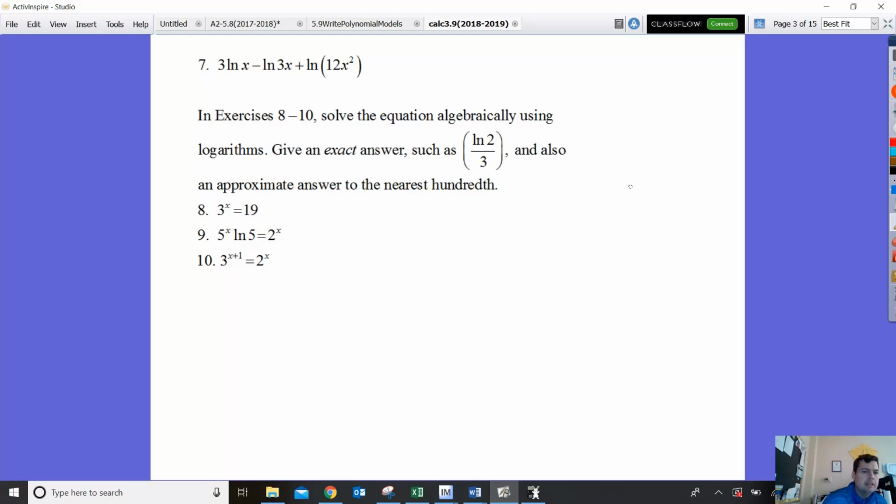Skip 7. Let's do one of these where we actually solve, like maybe 8, 9, or 10. 8's a pretty simple one. Maybe look at 9. The goal on those is to actually solve for x. In 9, you've got this 5 to the x times natural log of 5 equals 2 to the x.